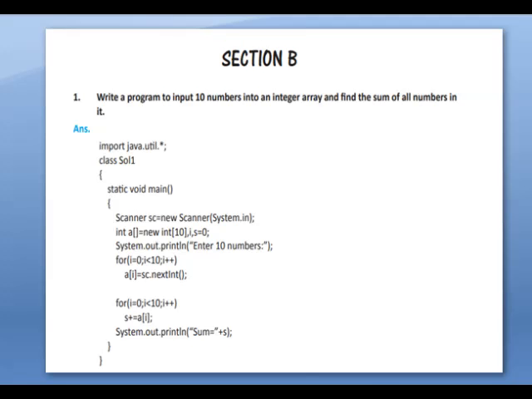Section B: write a program to input 10 numbers in an integer array and find the sum of all the values. First you have to declare the array. Then you have to store 10 values inside the array. Then you take the first element, so s plus equal to a of i. First we initialize the value of s as 0. So a of i means the 0th position, whatever value it is will come here, that is s is equal to 0 plus whatever value it may be, and you have to print the sum.